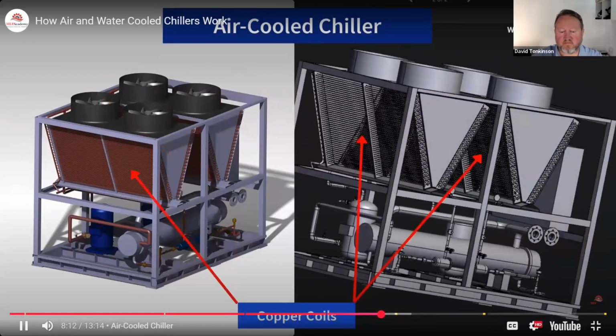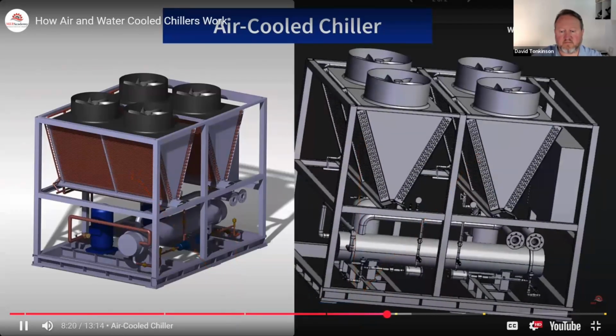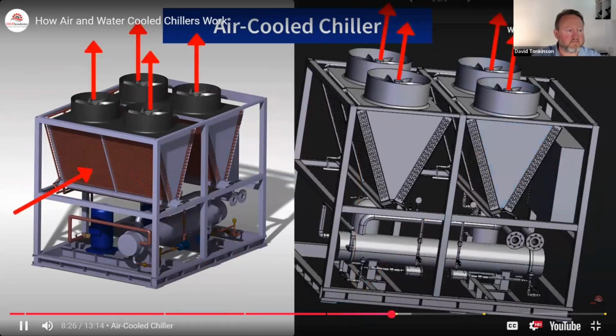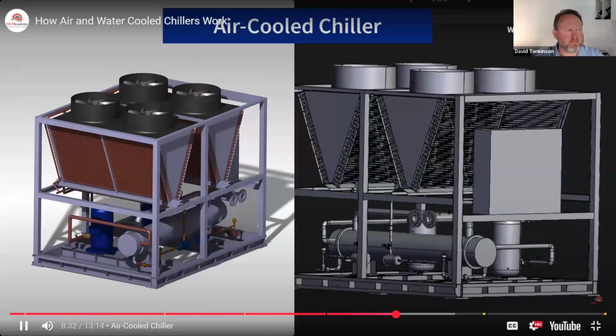And here's the coils. These are copper coils, most likely, with aluminum fins, and the refrigerant runs through there. Then the air is sucked from the outdoors over the coil and blows the heat straight up and out. And this is located outdoors. This is your air-cooled chiller.